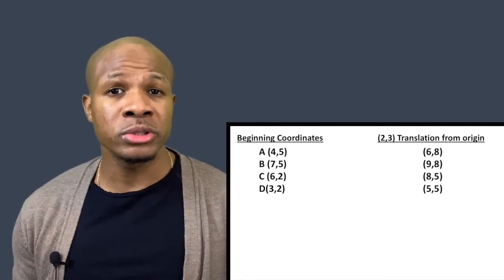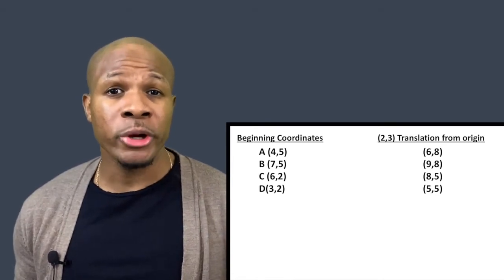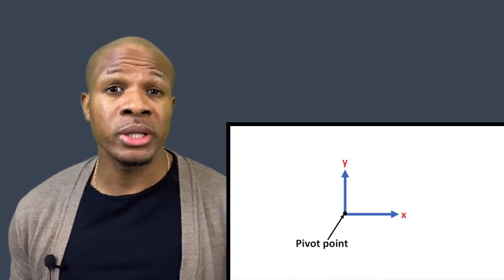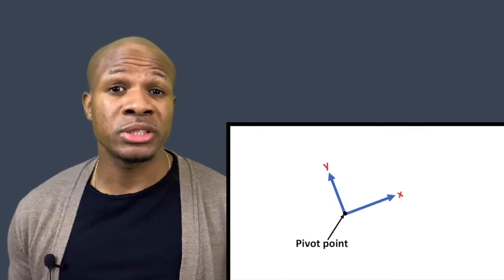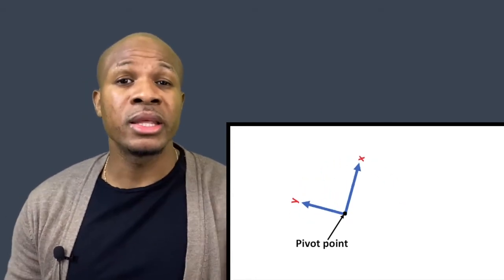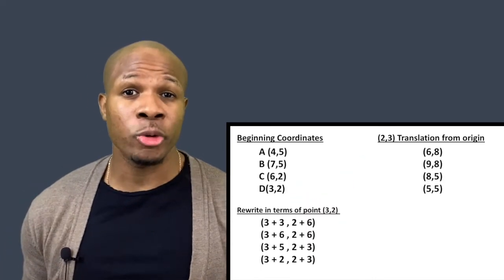Now we need to rotate our object 90 degrees counterclockwise around the point 3,2. When it comes to rotation around a pivot point, the pivot point stays fixed. So that's what it means to rotate around a certain point. It means you keep a certain point fixed and then you rotate everything else around that pivot point. And in this case, our pivot point is 3,2.